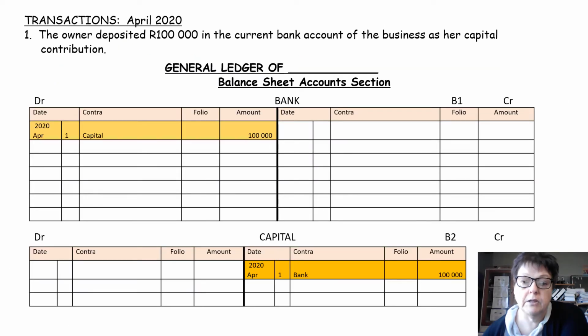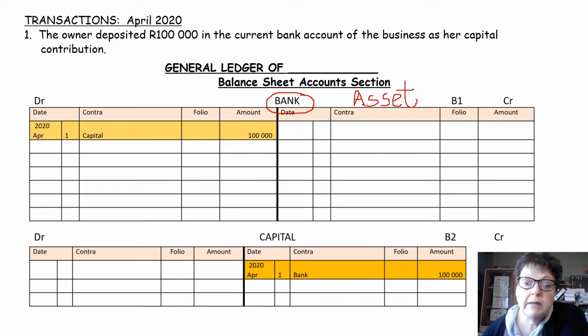Right, the first transaction. First transaction is that in April 2020, the owner deposited 100,000 Rand in the current account of the business as her capital contribution. First question is always, is this business getting money or spending money? The business is getting money. This bank account is the bank account of the business. If the business receives money, bank being an asset, money in the bank will increase.